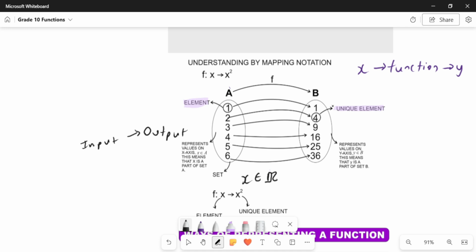Understood? And then when we talk about the y values, we can do other things that we will learn later on in the videos. But this is what you need to understand. This is how functions are born. They come from an input and an output.